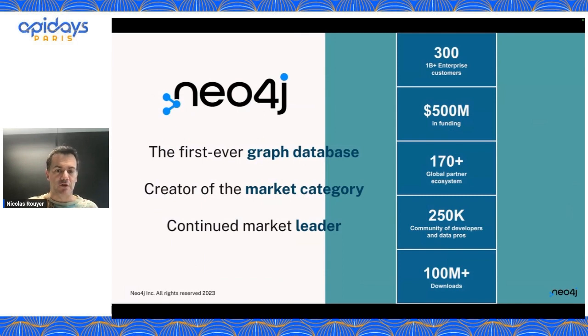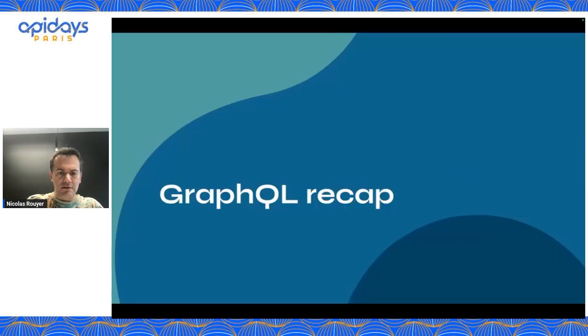So Neo4j is the first ever graph database. Neo4j is the creator of the market category and a continued market leader with 300 plus enterprise customers, more than $500 million in funding, and especially the biggest funding in the database world 2 years ago, of $350 million. We have a huge ecosystem of partners and a massive community of developers and more than 100 million downloads. And that's it for Neo4j.